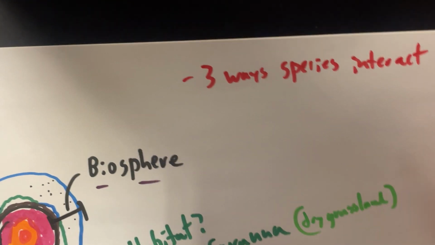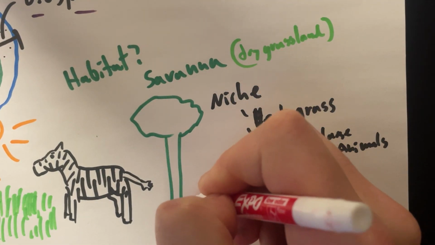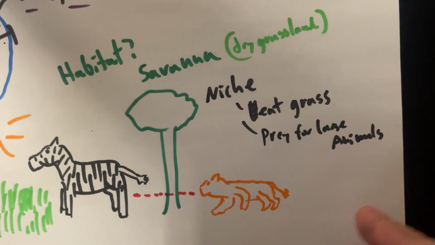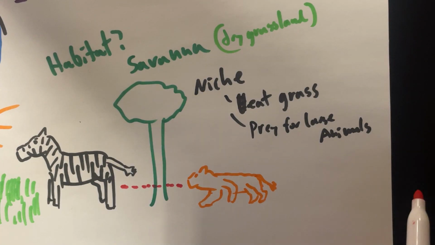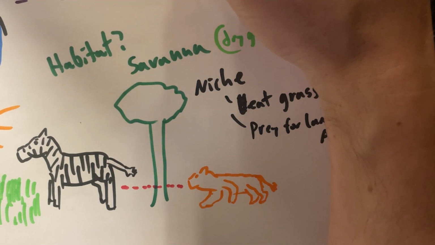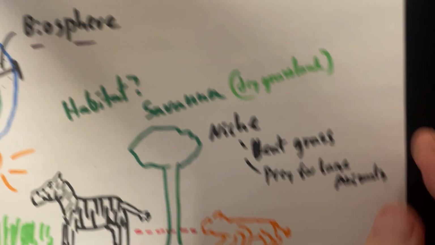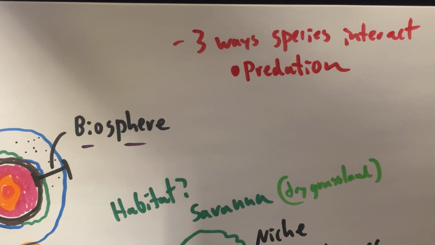There's three ways that species interact. The lion to zebra interaction is, what's the name of that? Yeah, predation. This is predation. Just threw it up top. The organization here is a little loose, sorry.